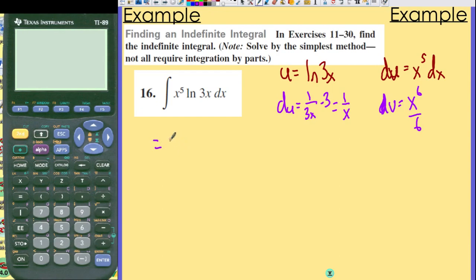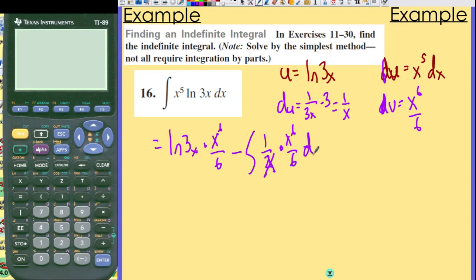So plugging that in, u times v, so natural log of 3x times v, which is x to the 6 over 6, minus the integral of 1 over x times x to the 6 over 6 dx. Boom and boom. What cancels out there is one of the x's. So this can simplify to x to the 5th over 6 dx.